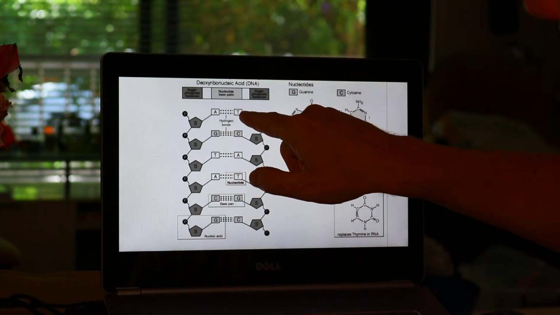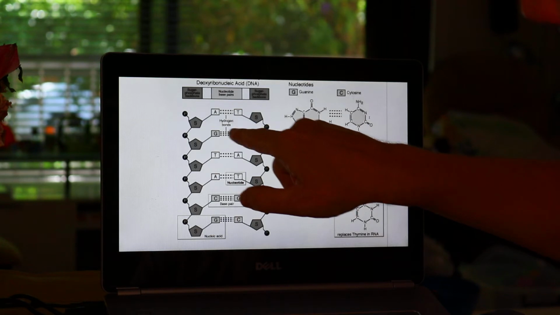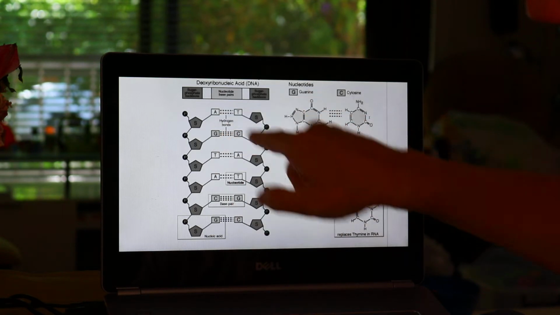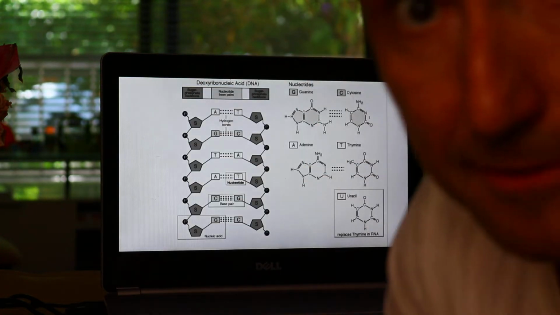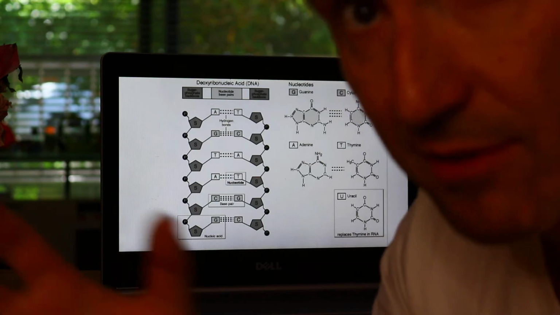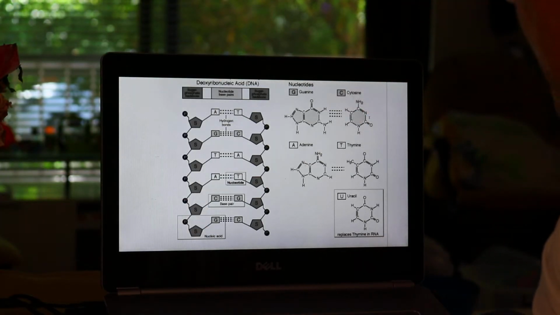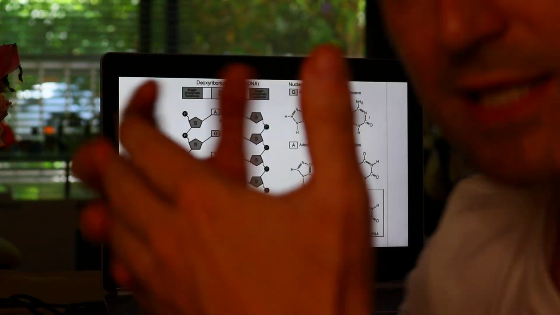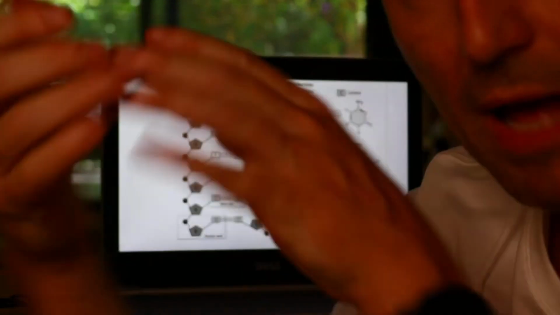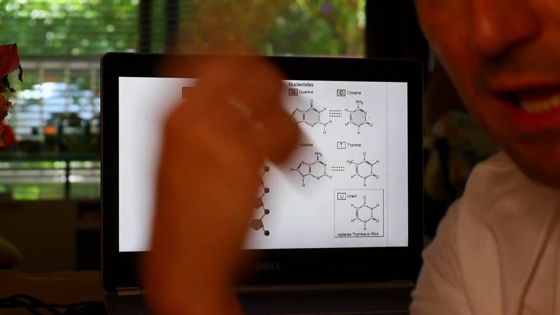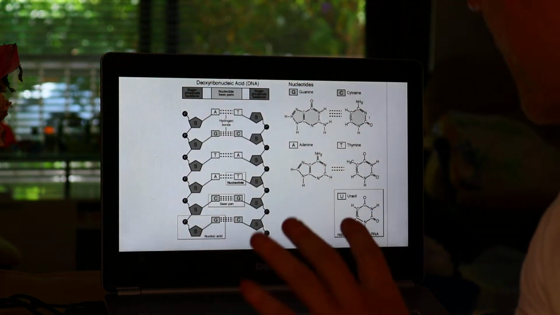And so what you have is a thymine to an adenine, a cytosine to a guanine, and basically that's what you get. And we'll talk about how that stores information, how that works later on in protein synthesis. So there's these hydrogen bonds that keep the two backbones together, that keep the two DNA molecules together. So that's for DNA.